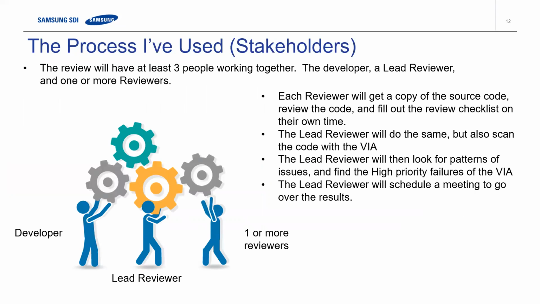And so what is the review? Well, again, these are the things that I've done, and that is to have at least three people involved. There's the developer, a lead reviewer, and one or more regular reviewers. Each reviewer, the lead reviewer and all the other reviewers, will get a copy of the source code from source code control. They will fill out the review checklist on their own time, because I don't want it to happen during the meeting, is what I'm trying to say here.